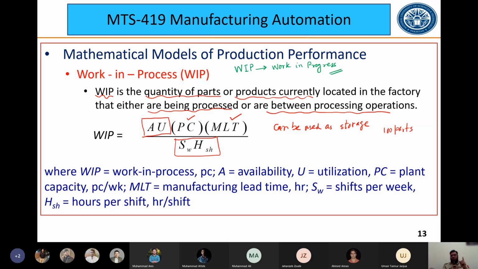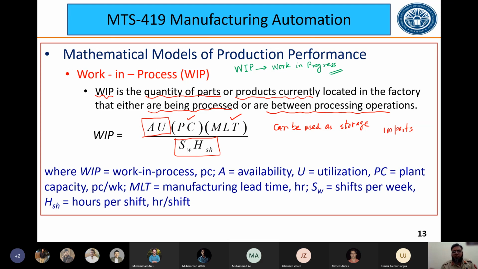So you ask him, sir, wait a second, let me just see what is my work in process. So you found out that your work in process is 100 parts at the moment. So you can exactly tell him, sir, this is my manufacturing lead time. So I can give you 100 parts accordingly in this time frame, which is equivalent to your manufacturing lead time.